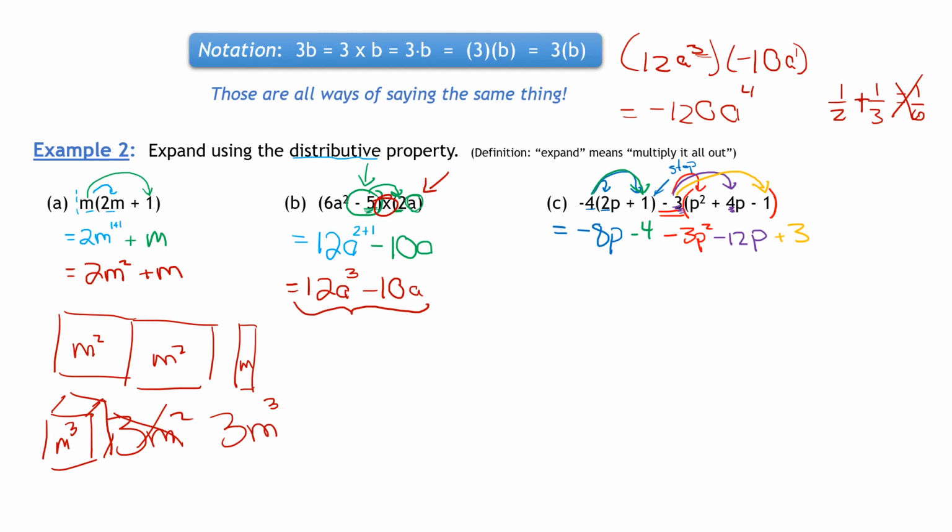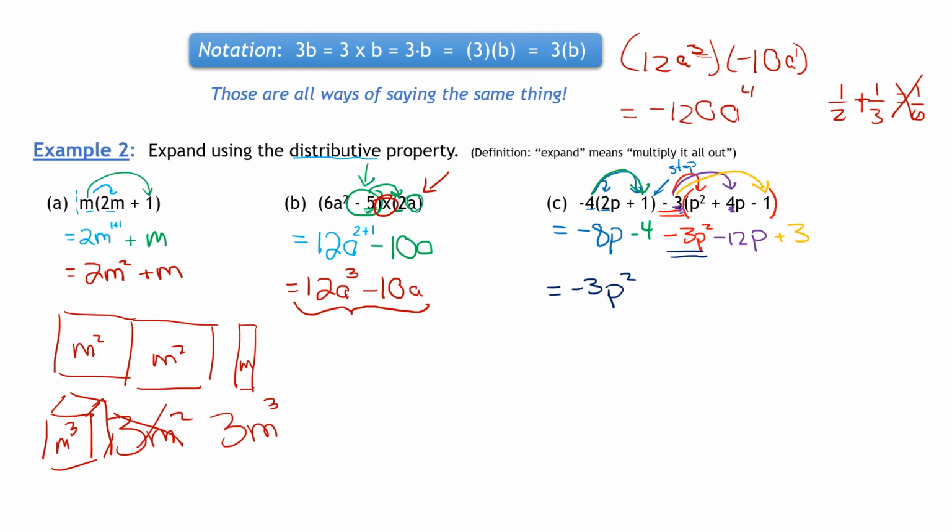Okay, look at what I've got here. Now I have some like terms. I haven't had any like terms before, but I do now. Remember, we always start with the highest power first. So I'm going to start first with the p squared. That's the highest power. It takes precedence. It gets to go first. So I've got a negative 3p squared. Do I have any other p squareds? No.